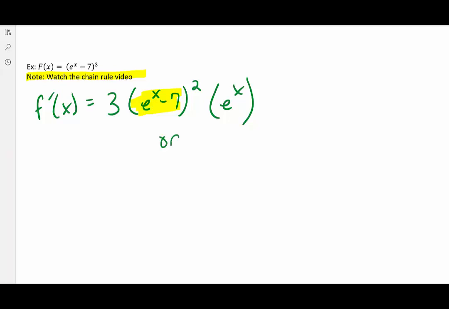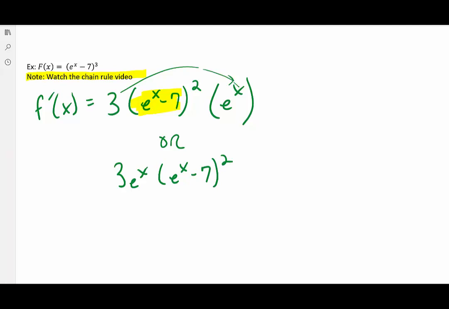Or, if you want to get fancy, this 3 can't distribute to the e to the x minus 7 because of order of operations in that second power, but the 3 can multiply the e to the x. And so, a simplified way of writing it is 3e to the x, times e to the x minus 7 to the second power.